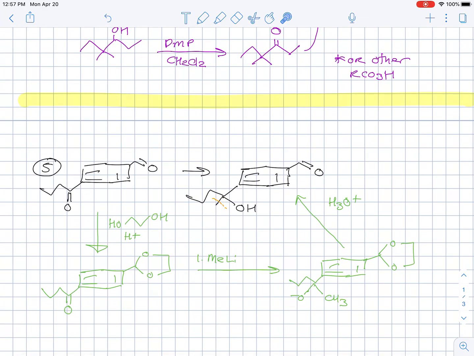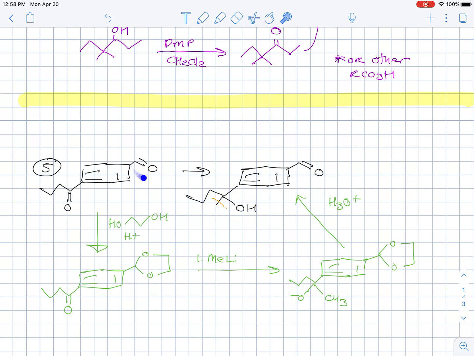And finally, the last one. What we're trying to do here is take this compound and convert it into this compound, which, if you don't think too hard, is pretty easy to do. You might think, well, this is the world's easiest problem, because all we have to do is take this ketone and add methyl lithium or methyl magnesium bromide and add that methyl group. No problem. Ketone, tertiary alcohol.